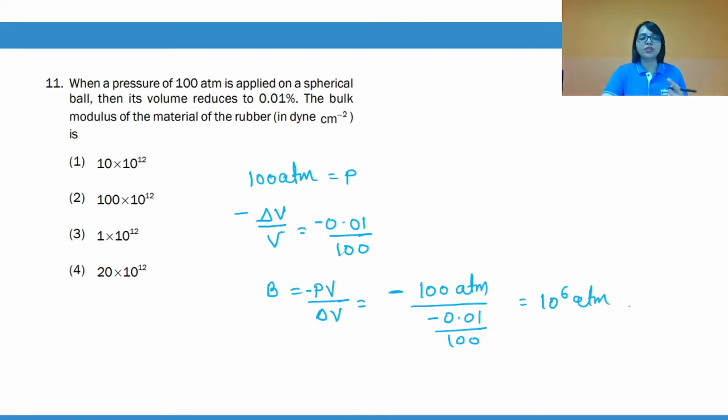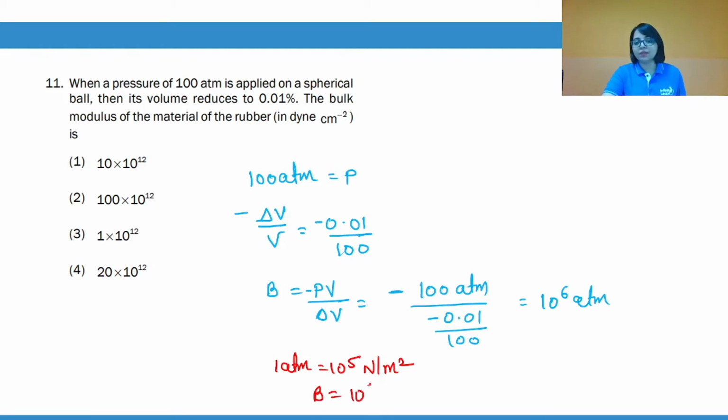Right, but we need to find the answer in dyne per centimeter square. For that, we'll convert this ATM into Newton per meter square, and after that I'll convert Newton per meter square to dyne per centimeter square, right? So we know that 1 ATM is approximately 10 power 5 Newton per meter square, or 10 power 5 Pascal.